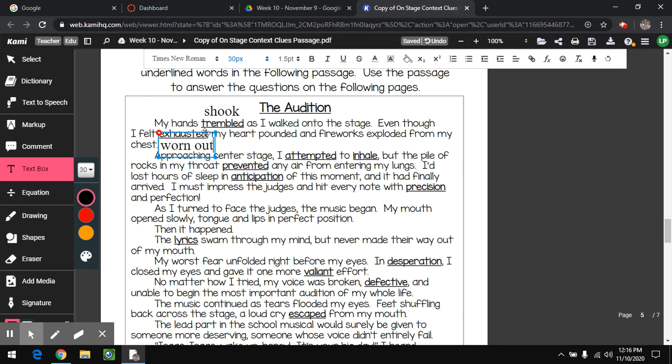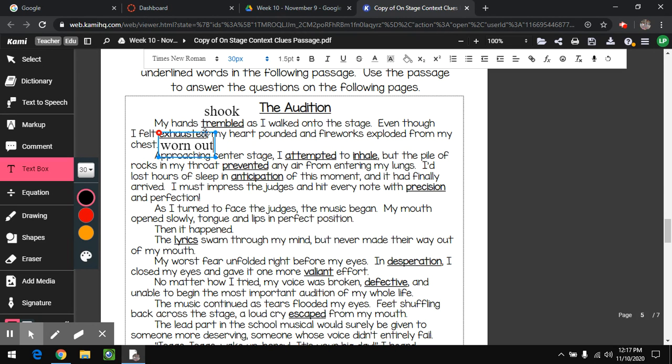Let's look at the next paragraph. It says, approaching center stage, I attempted to inhale, but the pile of rocks in my throat prevented any air from entering my lungs. There are 3 context clues in that sentence, aren't there?